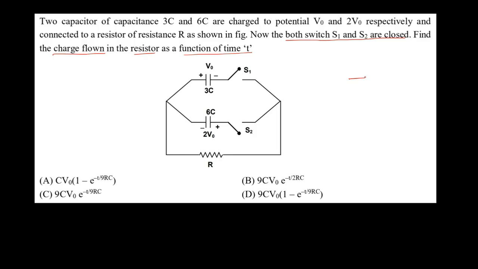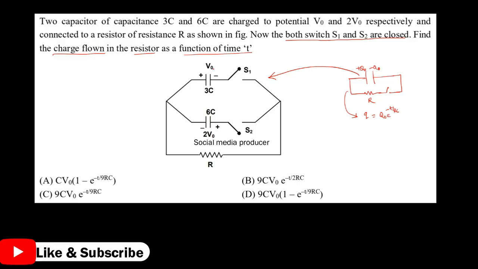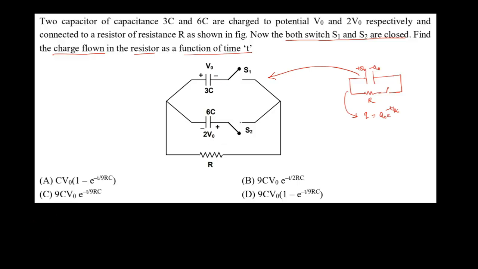Usually, in the classroom, the very fundamental thing is this: when a charged capacitor, let us say with plus Q naught and minus Q naught, is connected with a resistor R, we call it the discharging of a capacitor. We know that the charge on the capacitor is Q naught times e to the power minus t by RC. This is the regular question, but now there is a little change, where different charged capacitors are connected. So when S1 and S2 are closed, let us see what will happen.